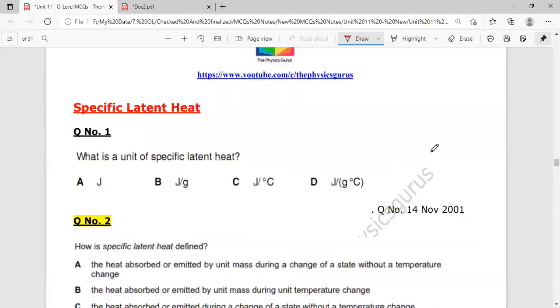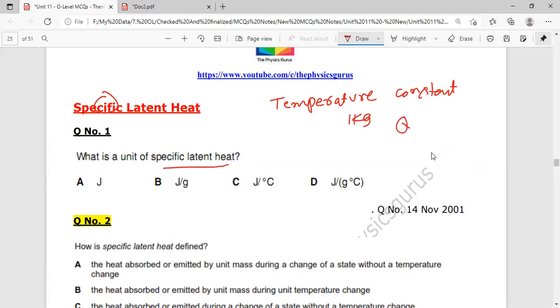Now specific latent heat. In specific latent heat, again temperature remains constant, but now the word specific is used, so 1 kg mass is linked up with this concept. What is the unit of specific latent heat? The formula is Q is equal to mL_F or mL_V, or simply Q is equal to mL. So we will make the formula of latent heat Q over m.